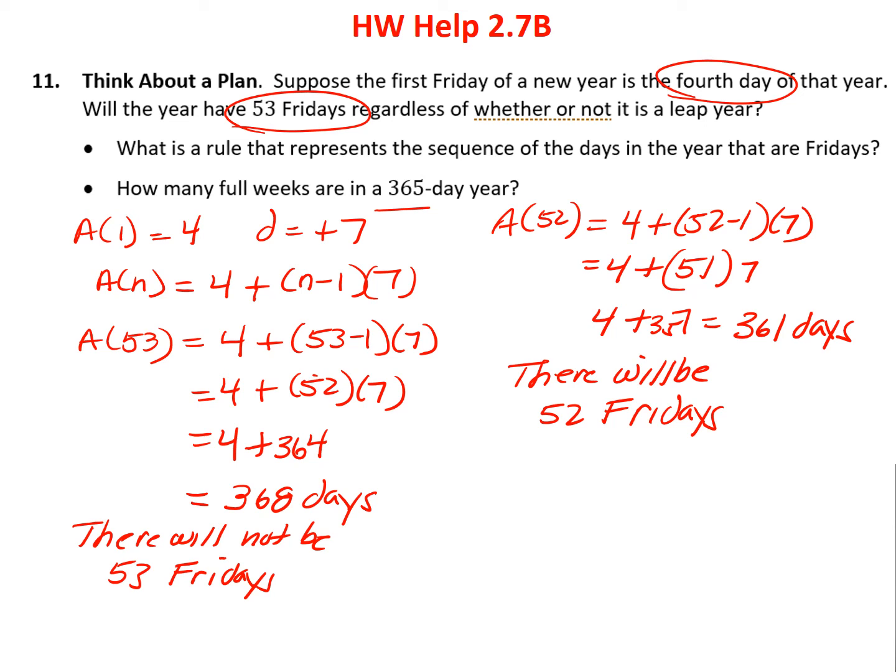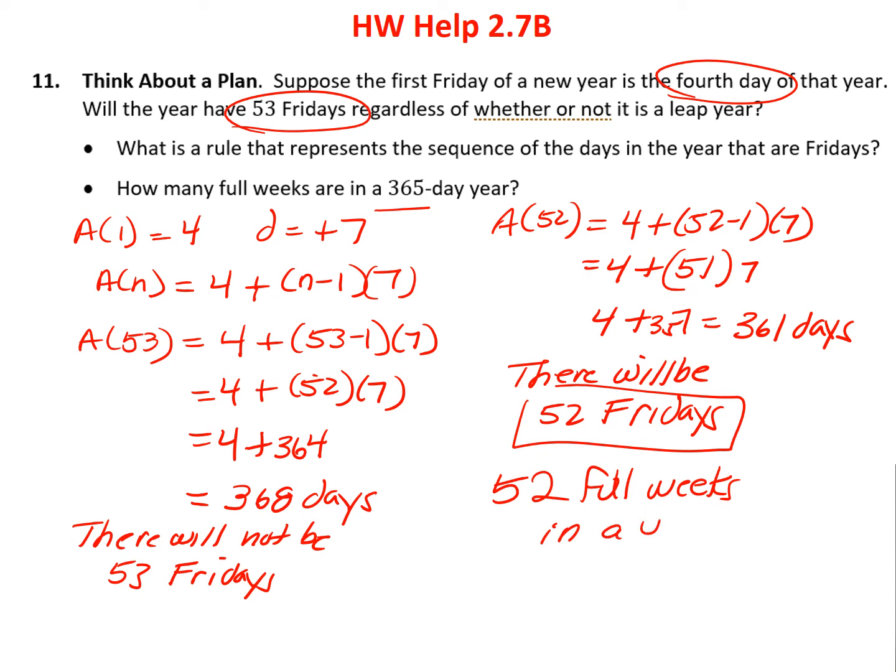How many full weeks are in a 365-day year? Well, there are 52 Fridays. Since there's less than 365 days, there's going to be 52. There's 52 full weeks in a year. And then an extra day or so.